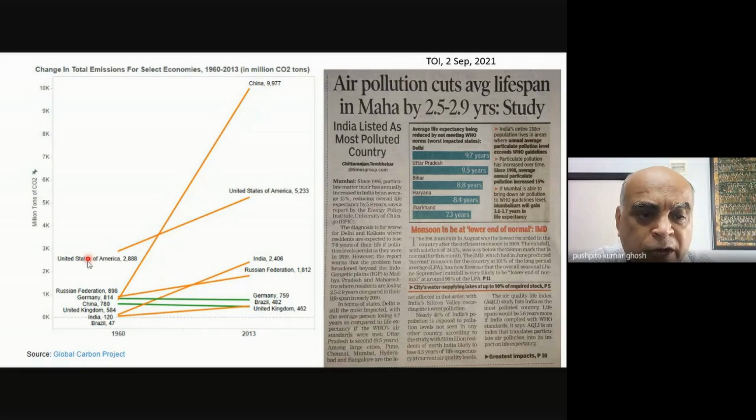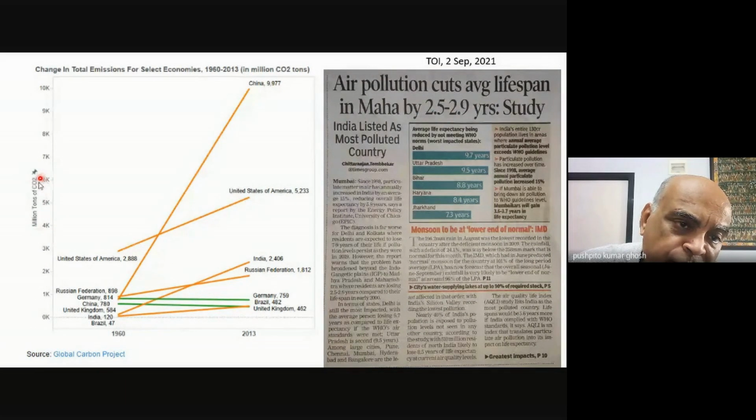Who was the superpower? United States of America. Of course, I will say they are marginally lower than China in terms of superpower capability, and probably China would be the number one superpower today. Now, in 1960, you can see this figure. The unit is million tons, and these figures are in thousands. So we are talking about roughly 2,808 into 10 to the power 6, which means 2.8 billion tons of carbon dioxide being emitted by the United States of America in 1960.